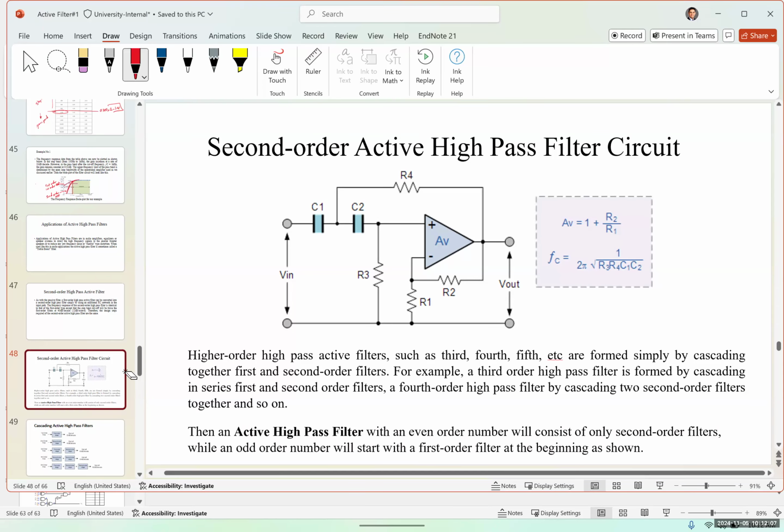For a second order active high pass filter, the gain AV is going to be 1 plus R2 over R1, which is the same as the first order for a non-inverting amplifier. But the cutoff frequency FC is going to be 1 over 2 pi square root of R3, R4, C1, and C2. So for the first order, FC was 1 over 2 pi RC. We had 1 R and 1 C, but here we have 2 R's and 2 C's. So FC is going to be 1 over 2 pi square root of R3, R4, C1, C2.